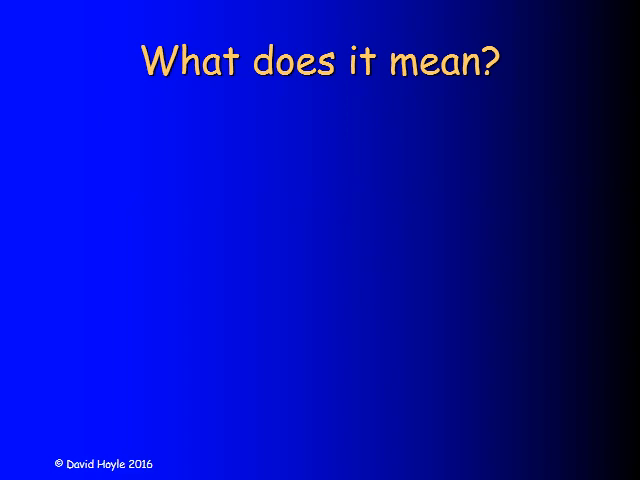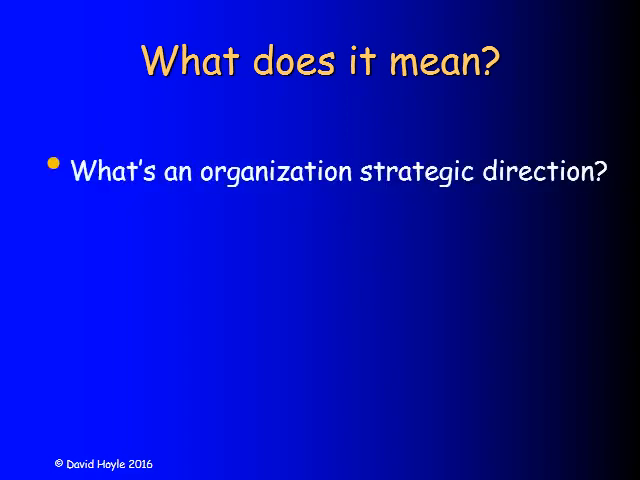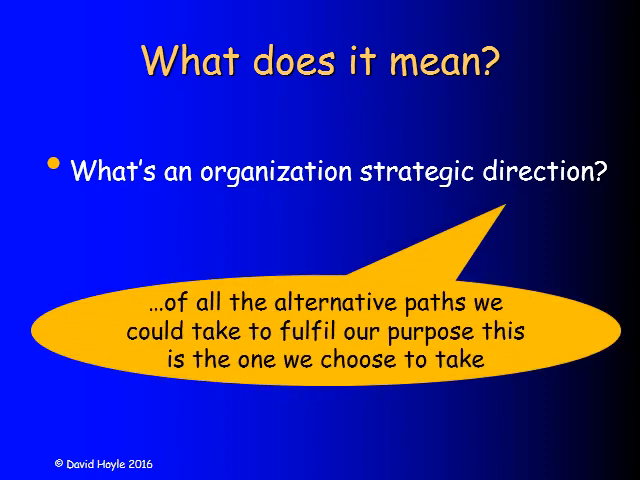Another term is the organisation's strategic direction. A simple way of explaining this is to imagine all the ways in which an organisation could fulfil its purpose, and of all the alternative paths it could take, the strategic direction is the path it chooses to take.